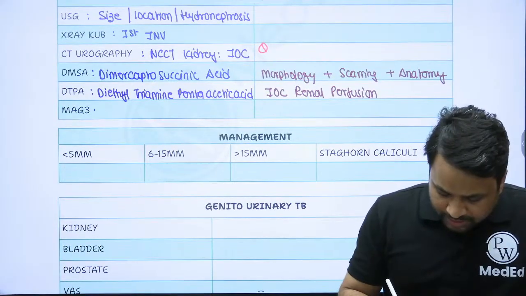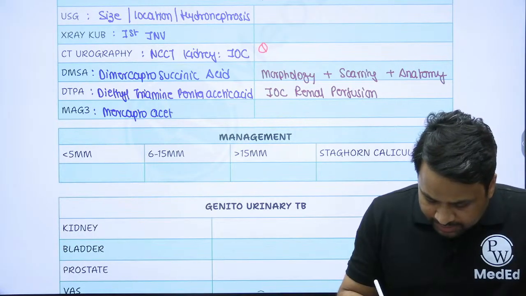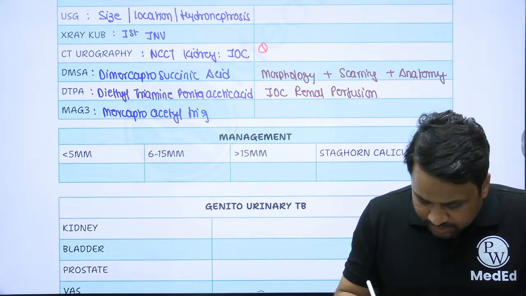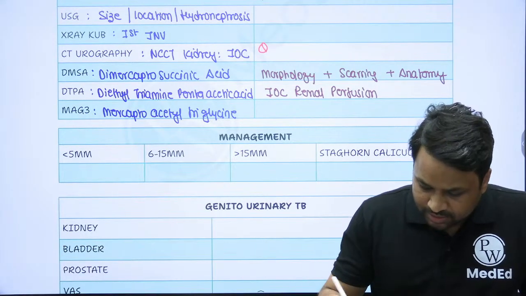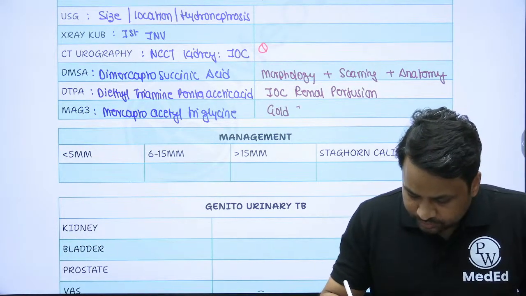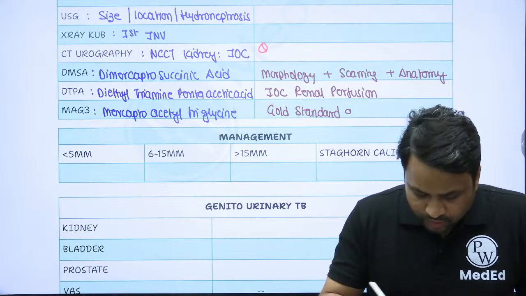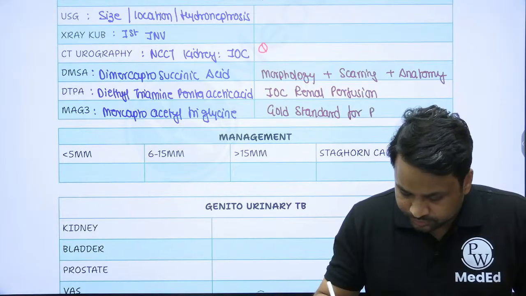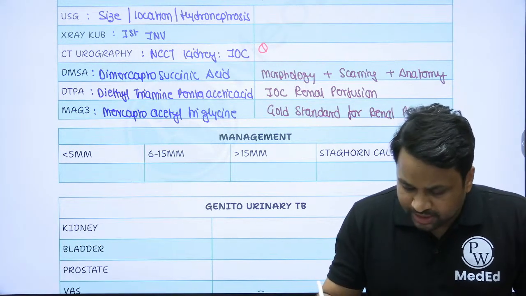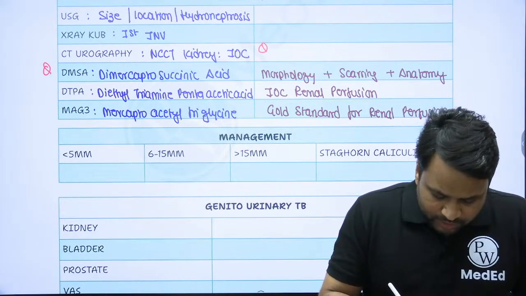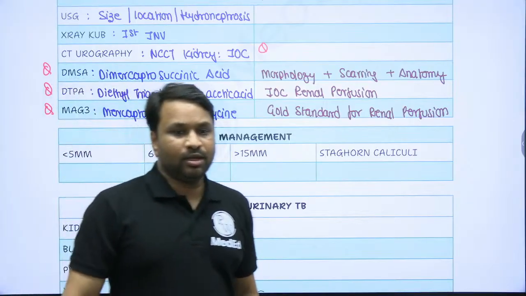MAG3 is mercapto acetyl triglycine. This is the gold standard for renal perfusion. All the 3 points that I've told you have been previous exam questions. When will you use a DMSA? When will you use a DTPA? When will you use a MAG3?